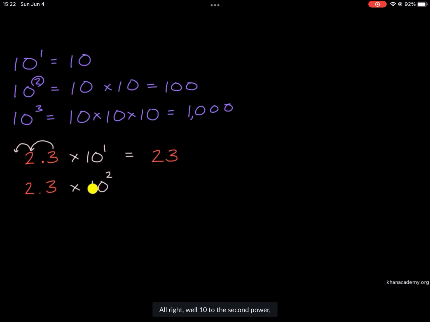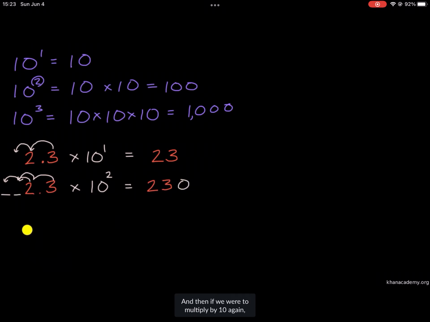All right, well, 10 to the second power, we already know that's equal to 100. And so when you multiply by 100, or you multiply by 10 twice, you're just going to shift every digit 2 places to the left. So let me draw some places here. The thing that is in the ones place will go to the hundreds place, and the thing that is in the tenths place will go to the tens place. And so this 2 will now be 2 hundreds. This 3 tenths will now be 3 tens, and we now have 0 ones.